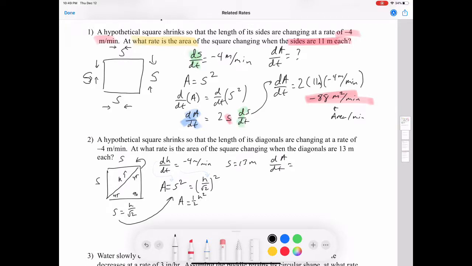Okay, let's go ahead and take the derivative because we need to find our dA dt, right? We need to get our dA dt. So when we take the derivative of A, that's just dA dt, and we take the derivative of 1/2 h squared, the 2 comes down, that becomes a 2 over 2 is 1, we're left with just h, and h dh over dt. Alright.